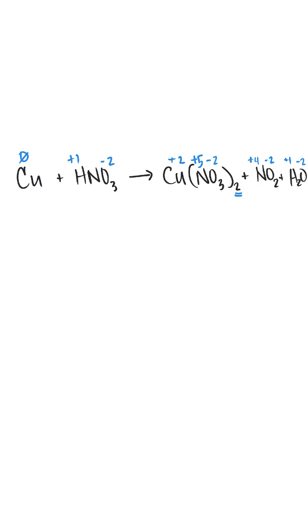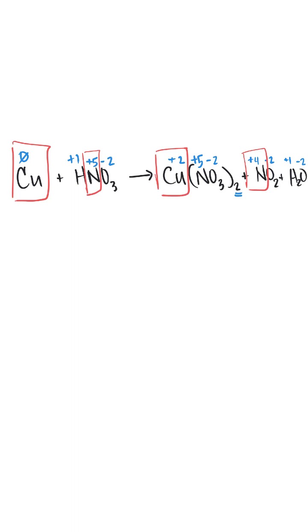Okay, and then over in this other hydrogen nitrate or nitric acid, I have -2, there's 3 of them, so that's -6, and then I have a +1, so a -5, so that means nitrogen needs to be a +5. So now we're going to look at everything that changed. So copper went from a 0 to a +2, so that made a change, okay? Hydrogen went from +1 and it's still +1. Nitrogen went from a +5 to a +4. So nitrogen made a jump. Okay. And then oxygen stayed the same.